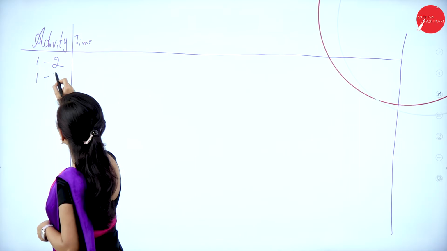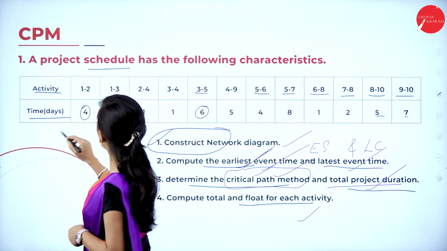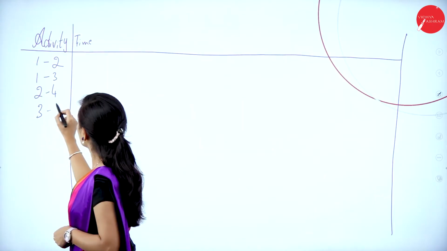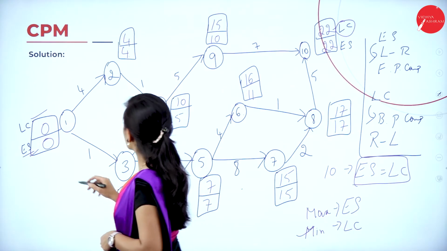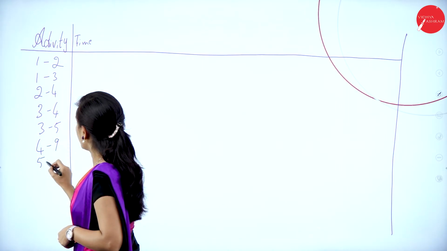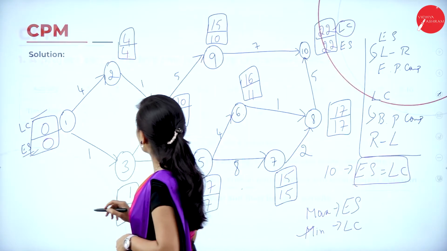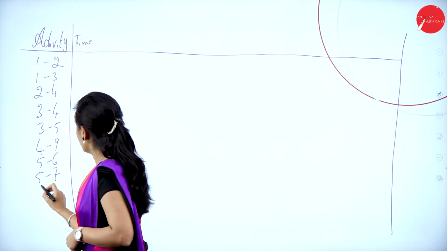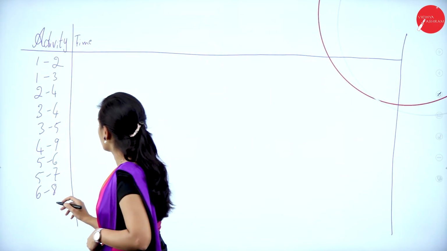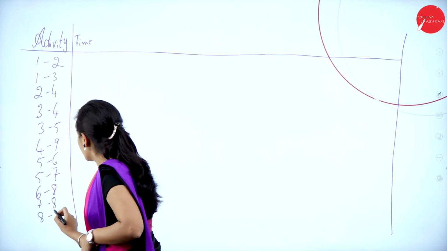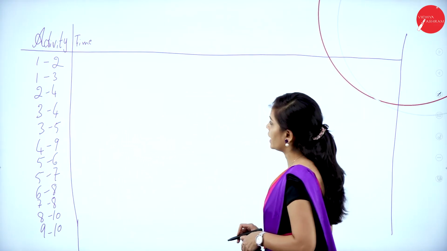and 1 to 3, 2 to 4, 3 to 4, 3 to 5, 4 to 9, 5 to 6, 5 to 7, 6 to 8, 7 to 8, 8 to 10, 9 to 10. List all the given activities and time.